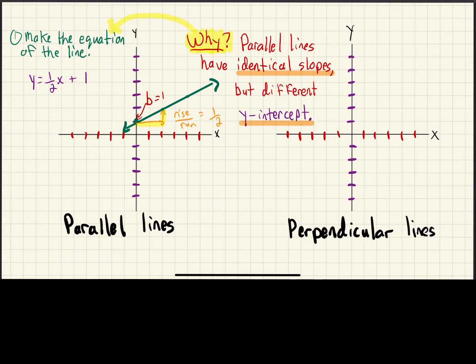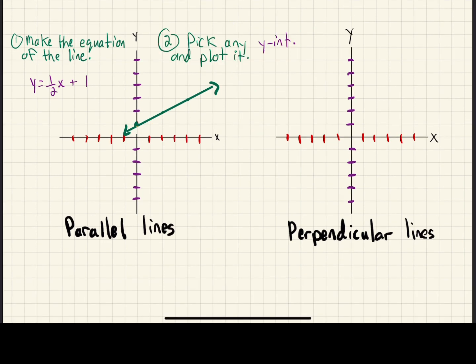Now, why do we make the equation of the original line? Well, because one of the properties of parallel lines is that they have identical slopes, but a different y-intercept to the original line. So once we know the slope and we know the y-intercept, we can then start to build our line based on those two values.